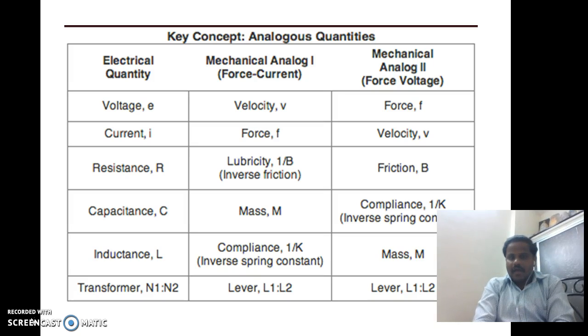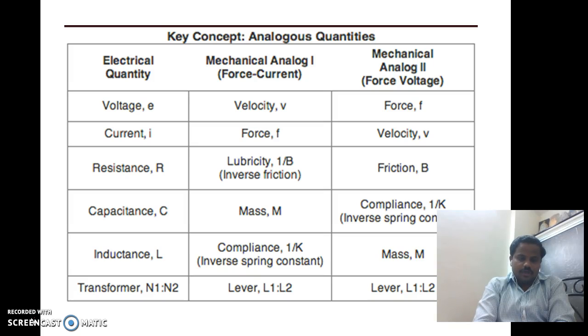Apart from that, there are a variety of elements that we have to consider. Resistance R is inversely proportional to friction or damping coefficient for force current analogy, and for force voltage analogy it is directly proportional, directly analogous to friction. Capacitance, in force current, is analogous to mass, but in force voltage it is inverse to spring constant. Similarly for inductance and transformer, if you see this table, you will get how they are analogous and how they should be shown.